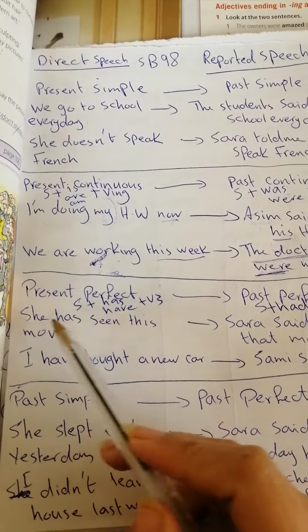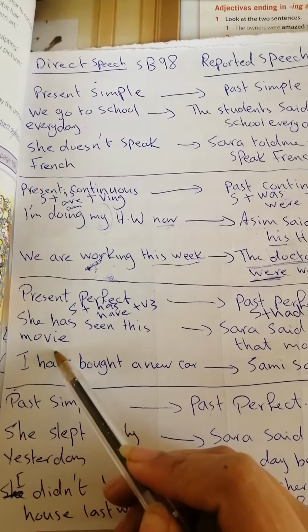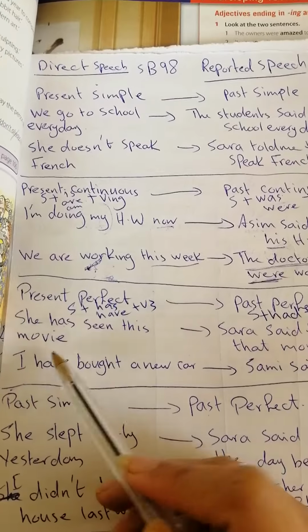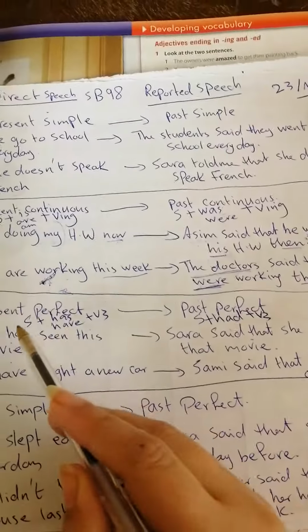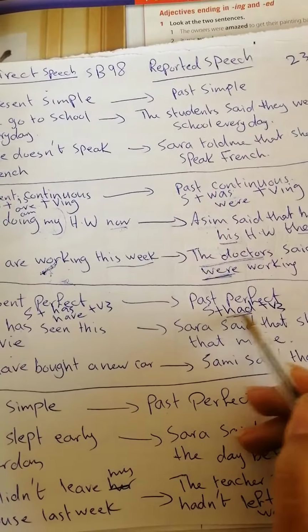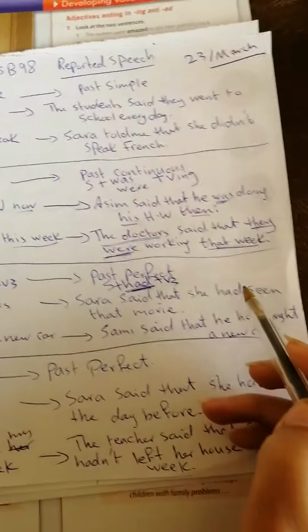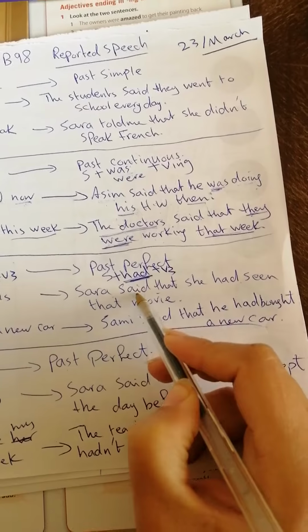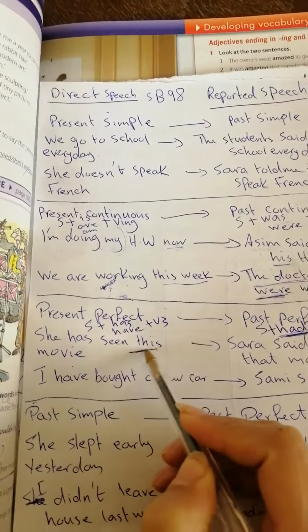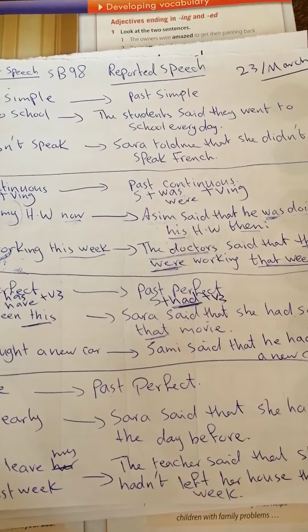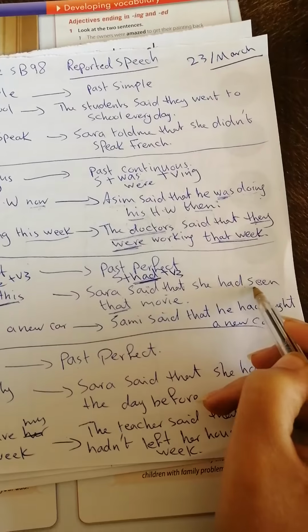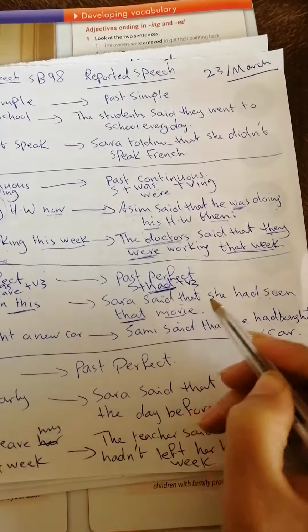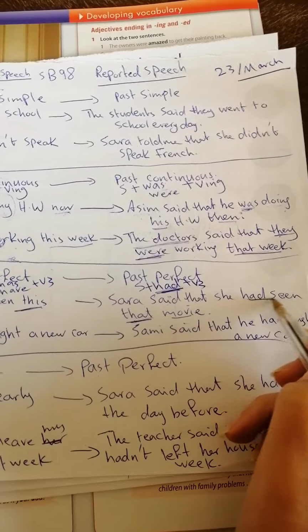Okay, she has seen this movie. Sarah said that she. We change has into had, and verb 3, seen, stays as it is. So Sarah said that she had seen, and this we change it into that movie. Sarah said that she had seen that movie. Has seen becomes had seen.